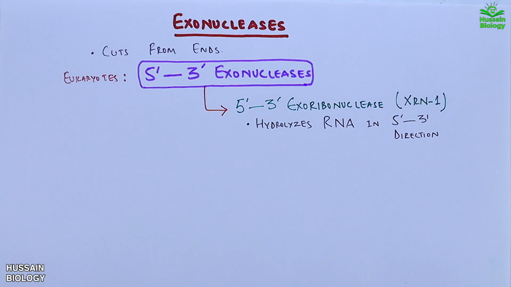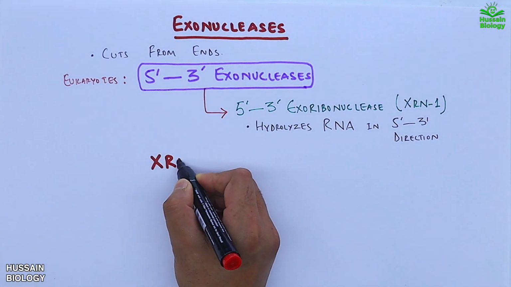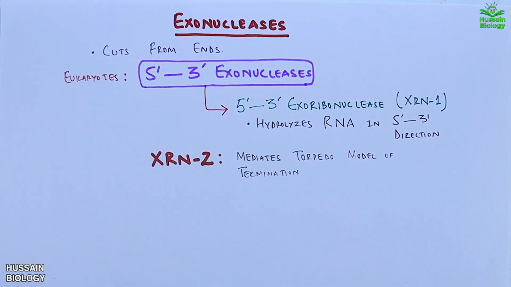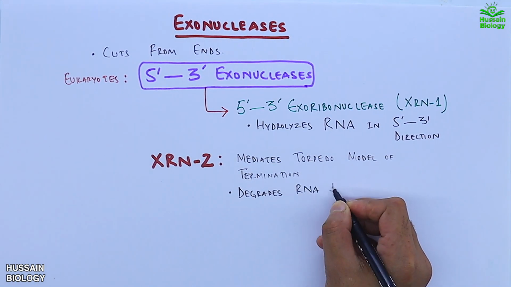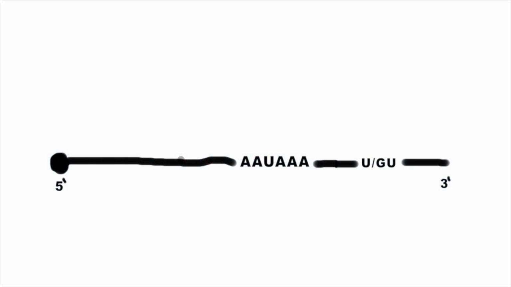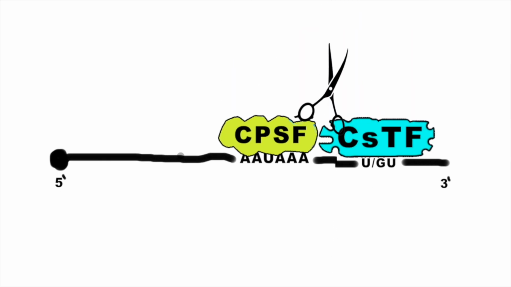The second important exonuclease in eukaryotes is XRN2. It mediates the torpedo model of transcription termination. It degrades leftover RNA from the 5' to 3' end. Here in this diagram, this is the newly synthesized mRNA molecule. It is getting cleaved off here at the final steps, and we are left with the RNA piece as shown in the diagram. And on this leftover mRNA molecule, XRN2 comes in and degrades it from the 5' end. The detailed process of torpedo termination video is linked in the description.